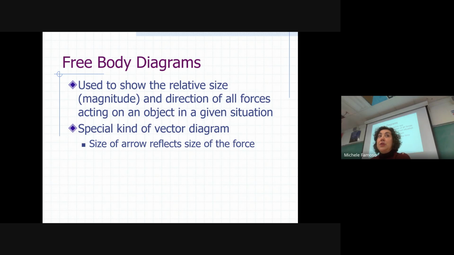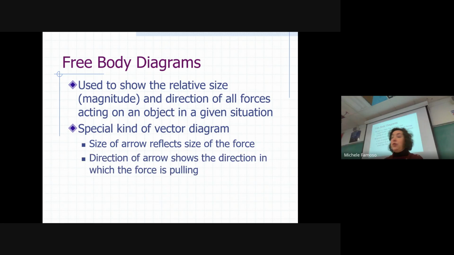So 1 centimeter is 5 newtons, and you have a 20 Newton force. So that would mean how many centimeters are you going to draw? 4. The arrow would be 4 centimeters long. Okay, you just use a scale to draw it to the proper size. And then you want to make sure that you put the direction on the arrow, because it is an arrow. Without the arrowhead on it, I don't know which way the force is acting.